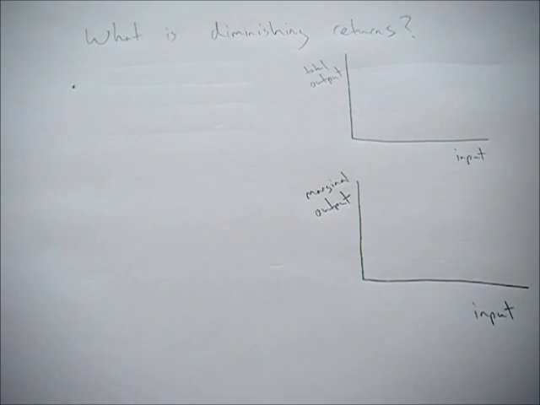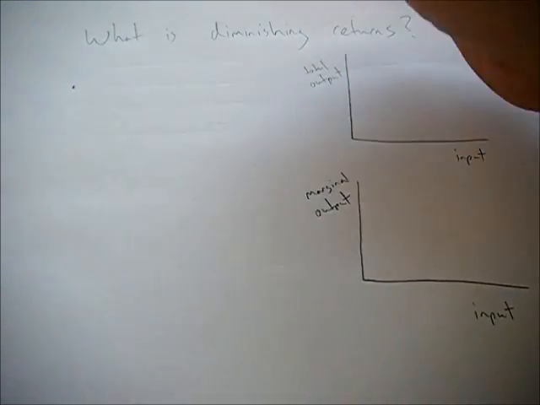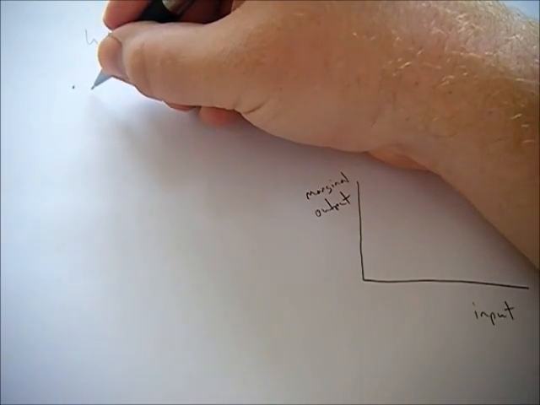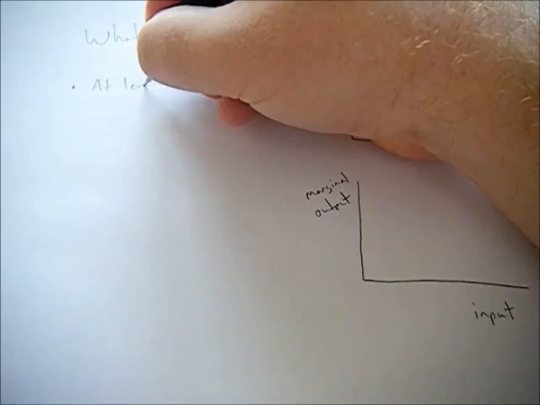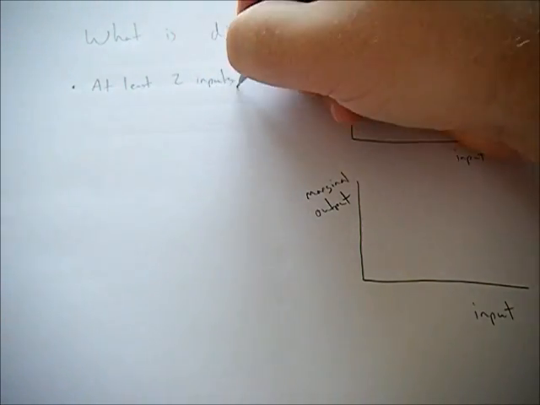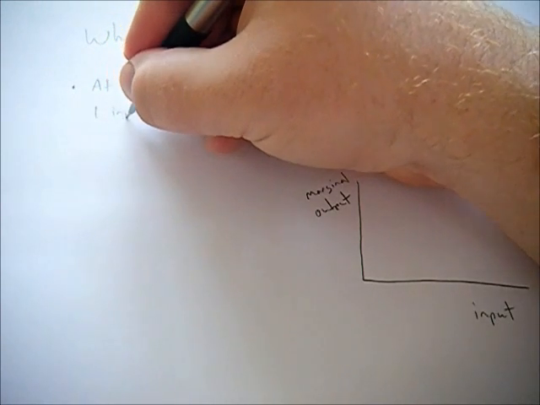Alright, this video is going to go over the concept of diminishing returns, and this normally has to do with production theory and how inputs relate to output. So diminishing returns is a phenomenon that occurs when there are at least two inputs and one input is fixed.